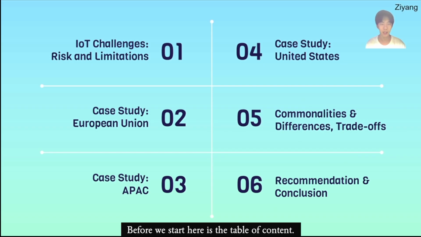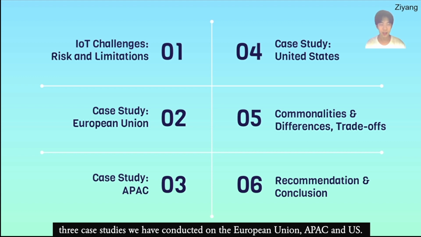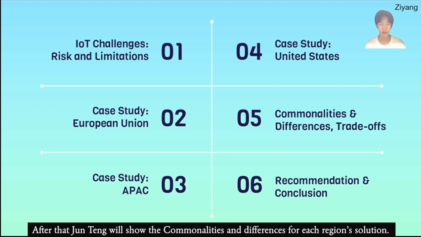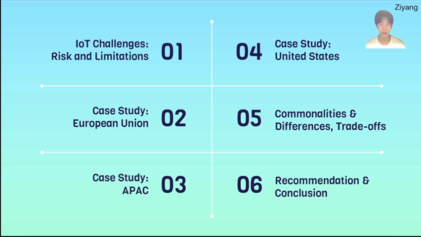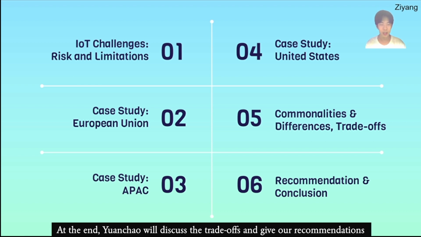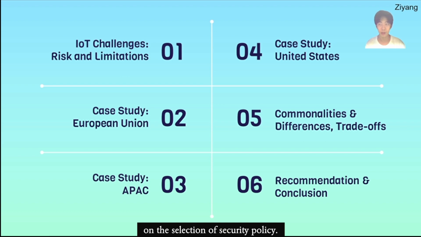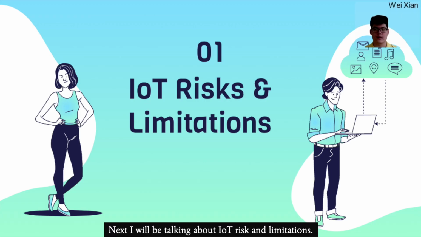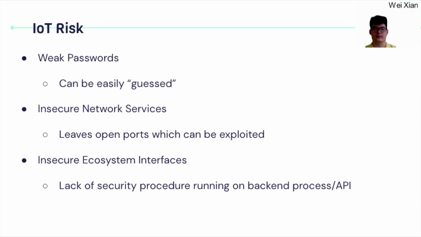Before we start, here's a table of contents. First, Wei Xian would like to address the risks and limitations of adopting IoT system. Then Ruo Qing, Guan Sheng, and Jun Teng will introduce 3 case studies we have conducted on the European Union, APEC, and the US. After that, Jun Teng will show the commonalities and differences for each region's solution. At the end, Yuanchao will discuss the trade-offs and give our recommendations on the selection of security policy. Next, I'll be talking about the IoT risks and limitations.